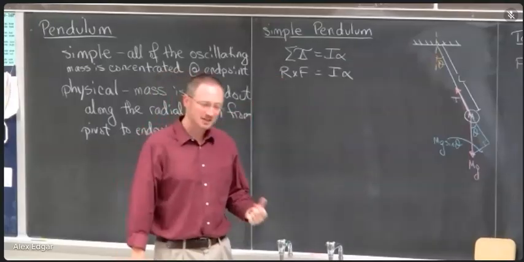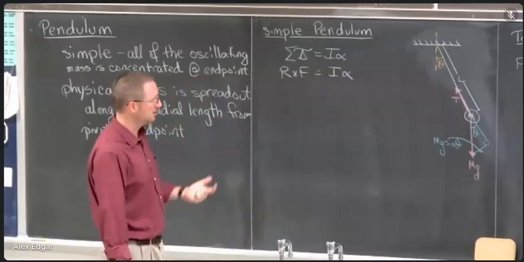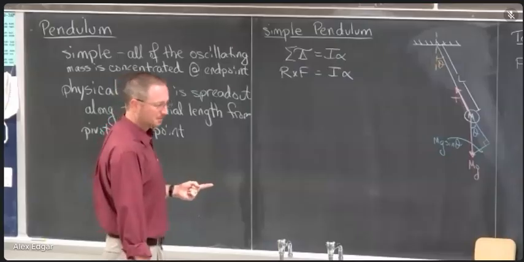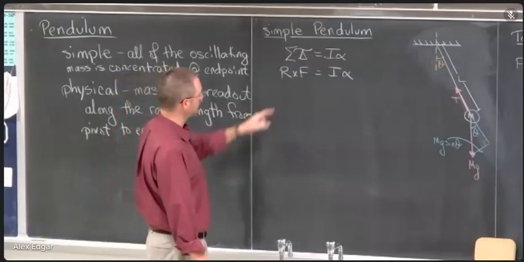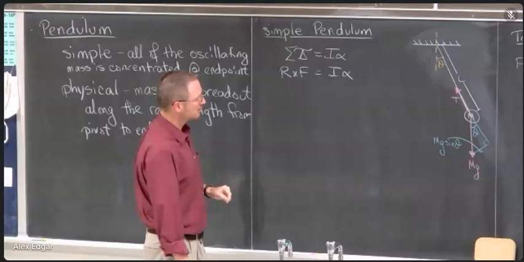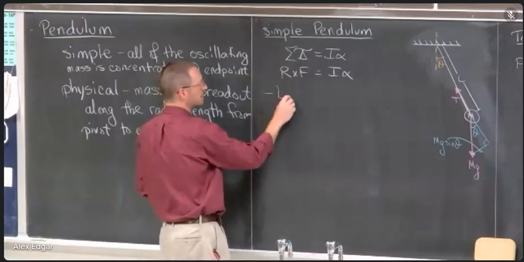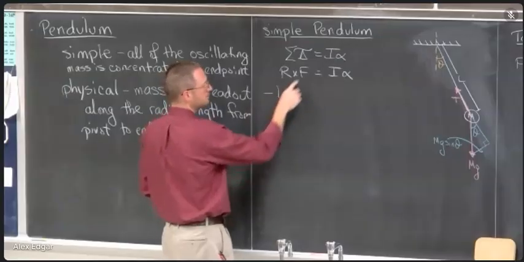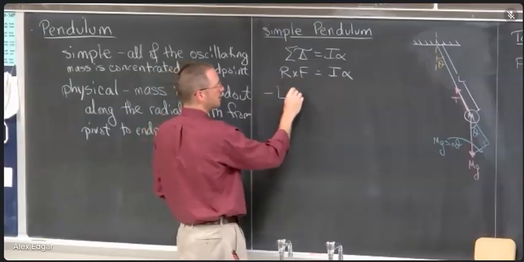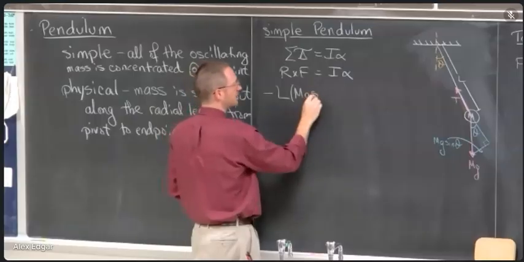It is not actually simple harmonic motion, as we'll see on the next board as we have to deal with that sine theta, but it is almost simple harmonic motion. So let's substitute what we know from our diagram into our equation here. So we're going to need a minus sign. R becomes L, and the cross F becomes mg sine theta.